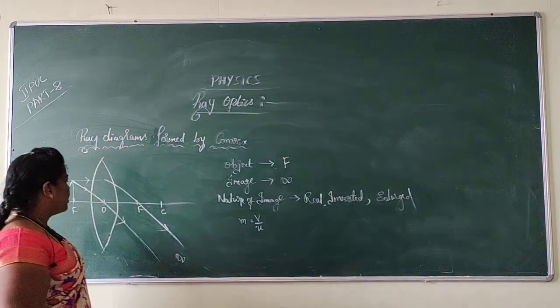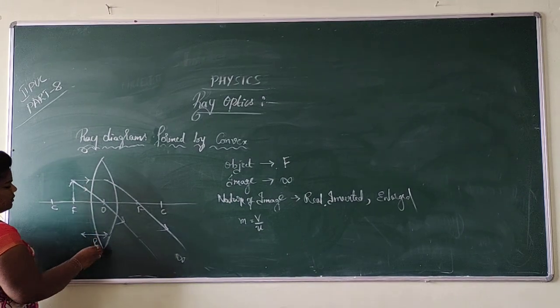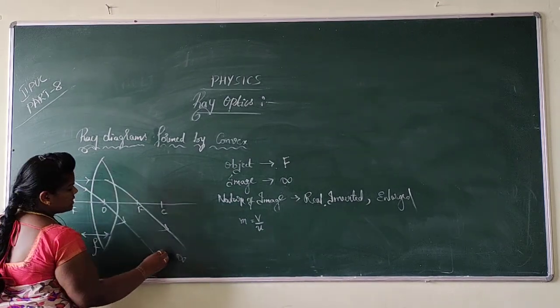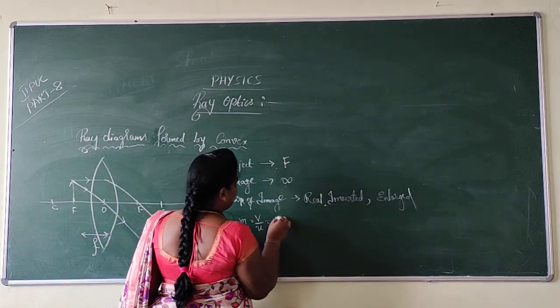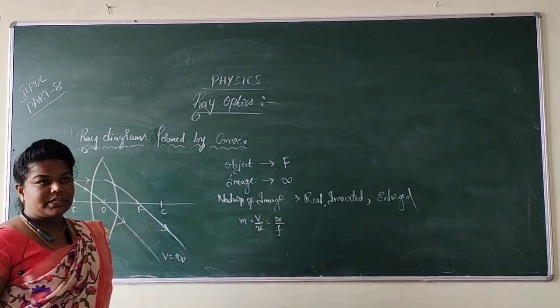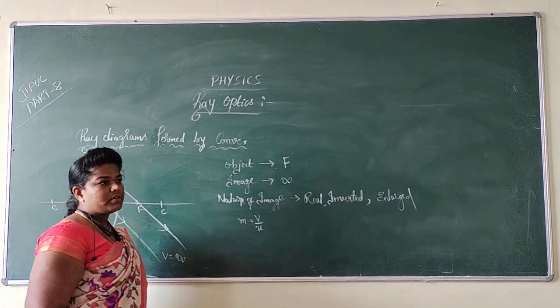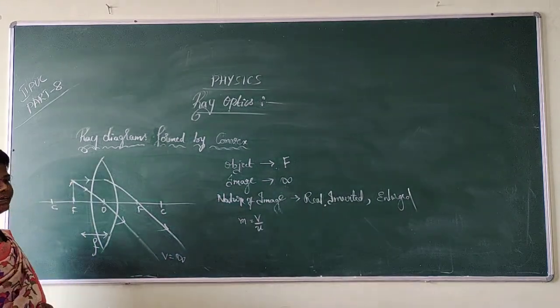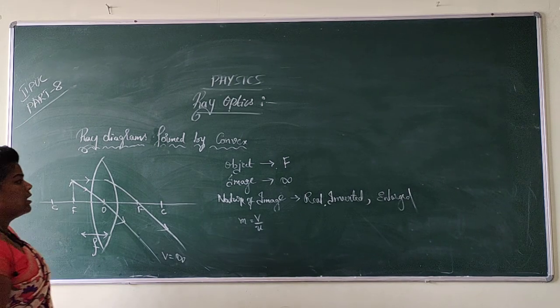Enlarged image. Now you can see that the object distance is focal length, the image distance is infinity. Right? So infinity divided by f. So I can say that the magnification is very large, because we are just writing it as infinity. It means the magnification is very large when the object is placed at principal focus.